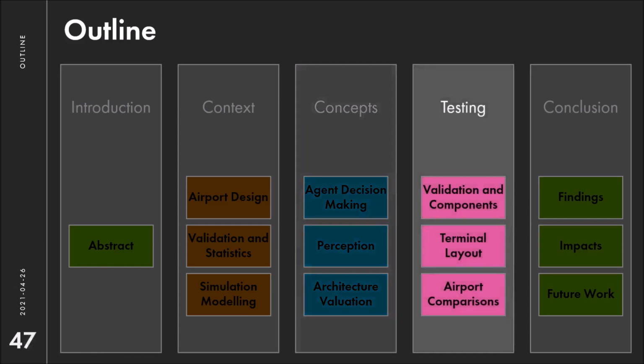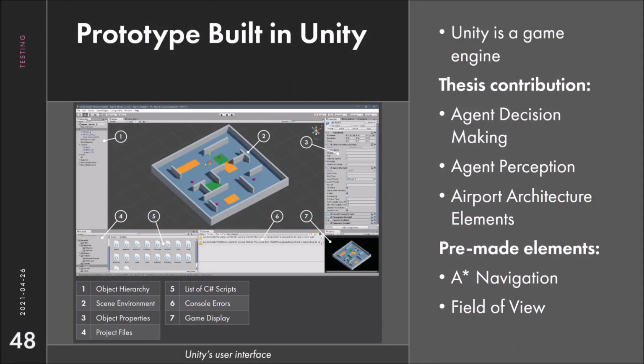To demonstrate how the prototype works, I'll walk through some testing I did, and this includes some validation, component testing, terminal layouts, and a real-world airport comparison. I chose to build the prototype using Unity, which is a game engine. Unity allowed me to code new agent behavior from scratch and animate crowd movement within custom architectural models. I was also able to build onto pre-made elements like A-star navigation and field of view geometry.